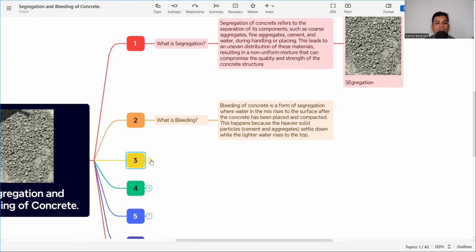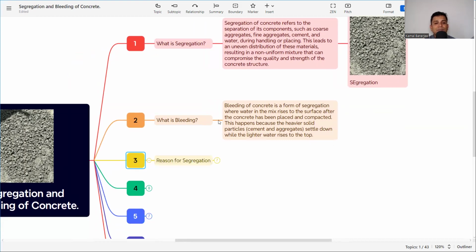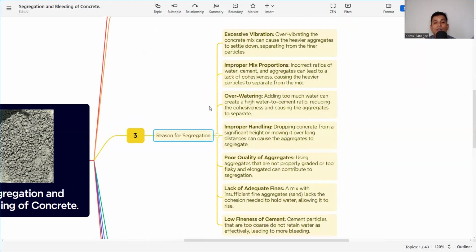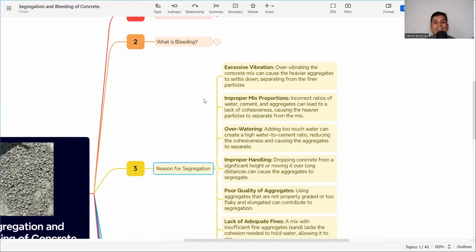Now we need to check the reasons for segregation. There are a lot of reasons, from the starting point to the compaction, and everything has to be done very carefully so that no segregation and no separation happens. So what are the reasons for segregation? First, excess vibration. Over-vibration of the concrete mix can cause the heavier aggregate to settle down, separating from the finer particles.